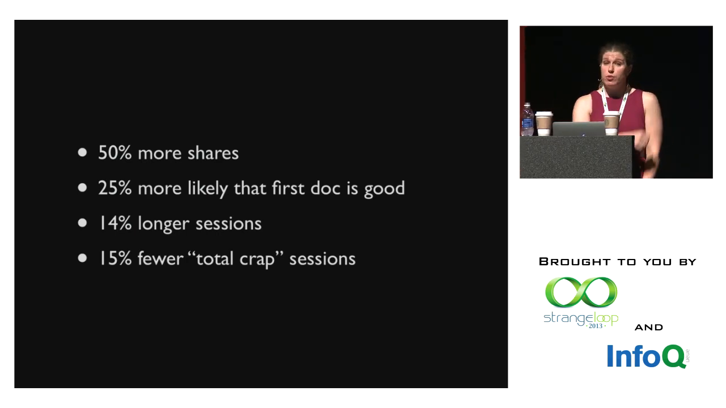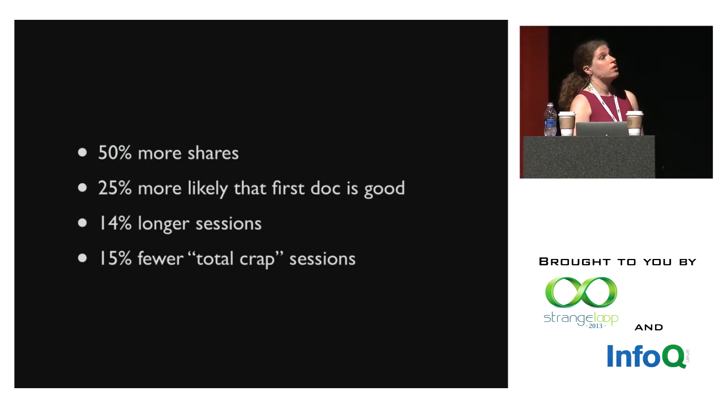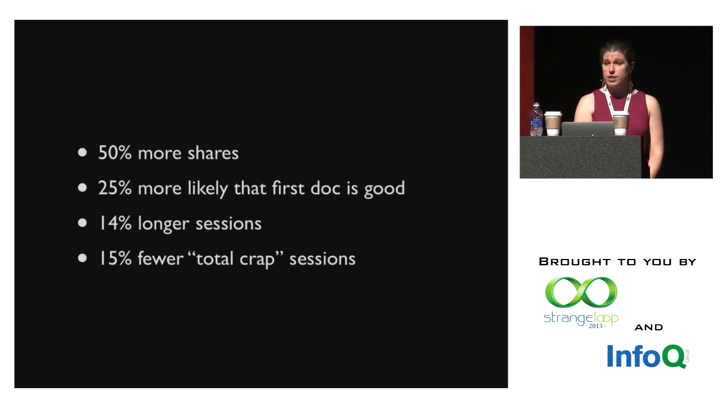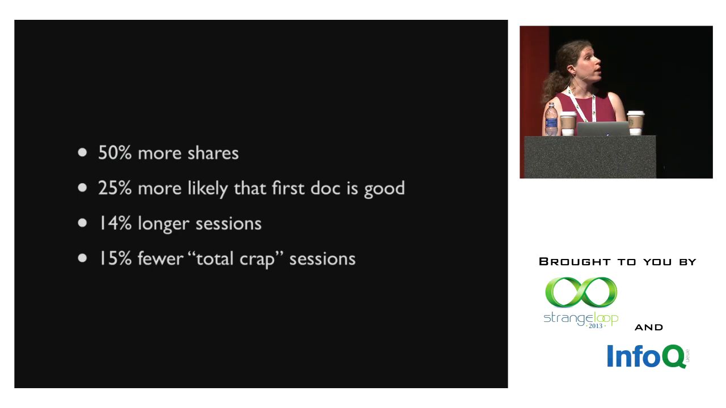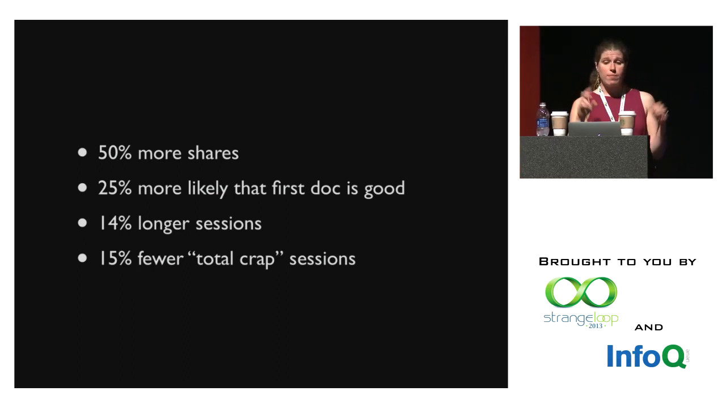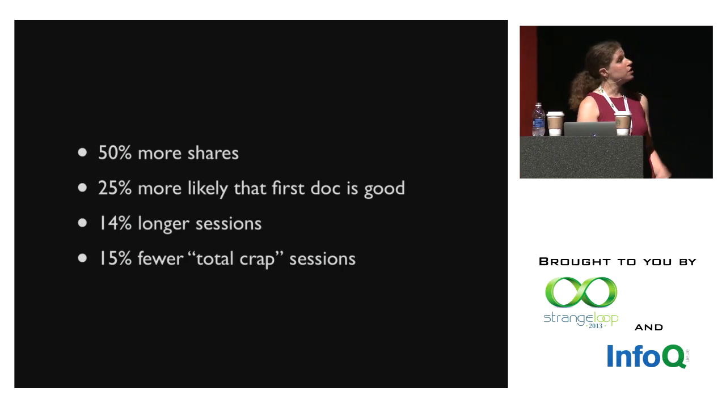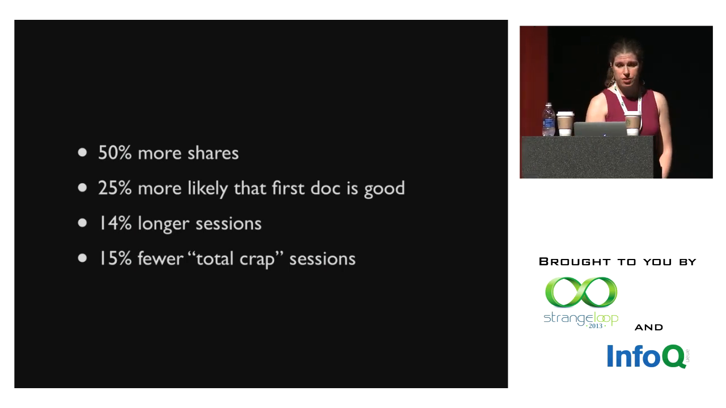Users are sharing about 50% more. There's a 25% higher likelihood that a user will click on the first document. So even with presentation bias, that's still clearly a huge win. Users are staying longer. Sessions are about 15% longer. And lastly, we have 15% fewer total crap sessions, which means a session where a user doesn't click on anything, share on anything, do anything. They just kind of scroll and peace out. And so overall, we're super happy with these results.